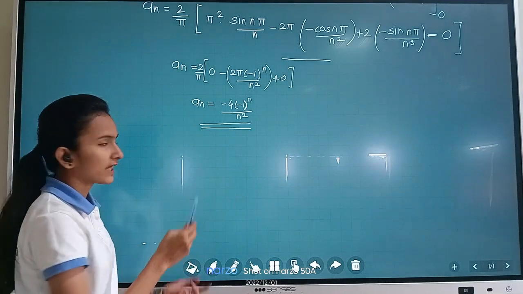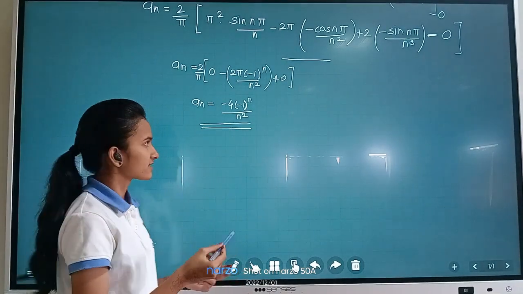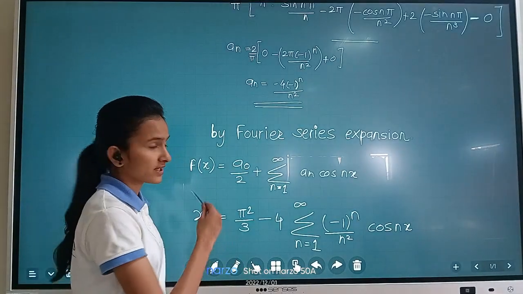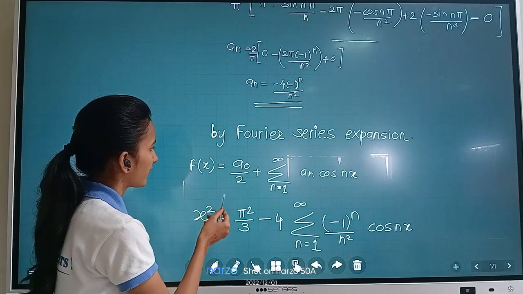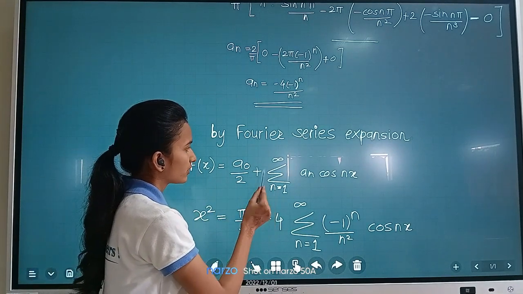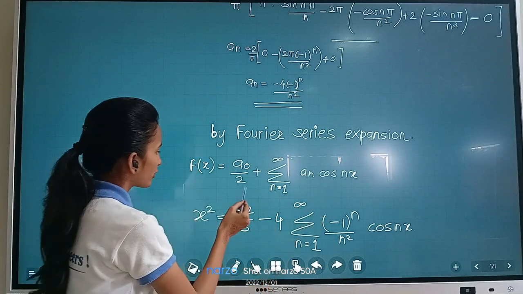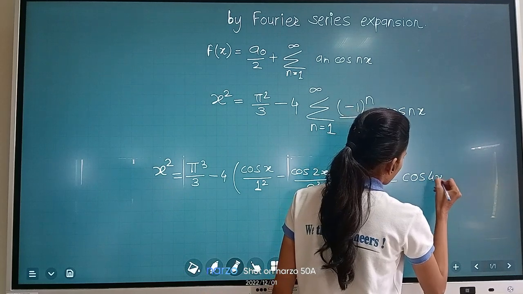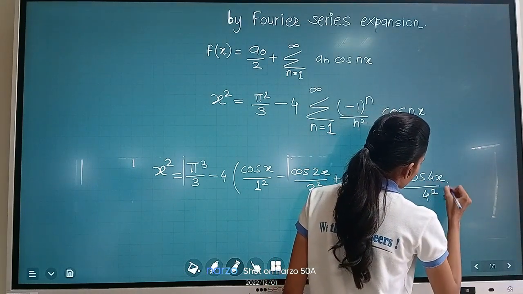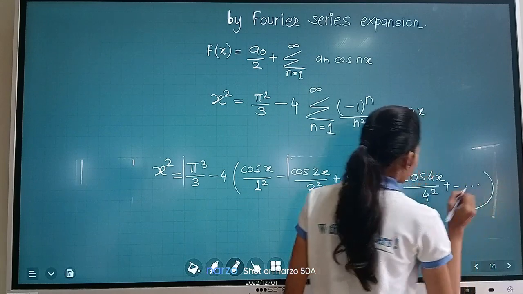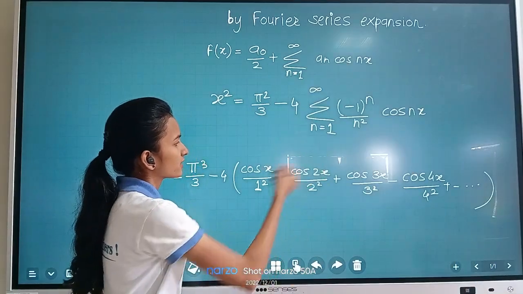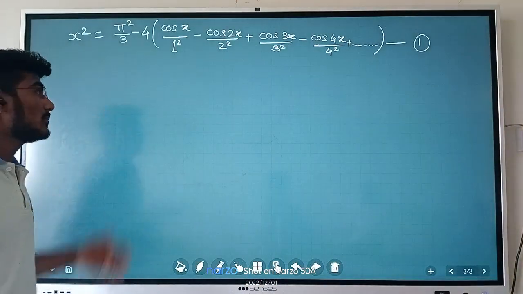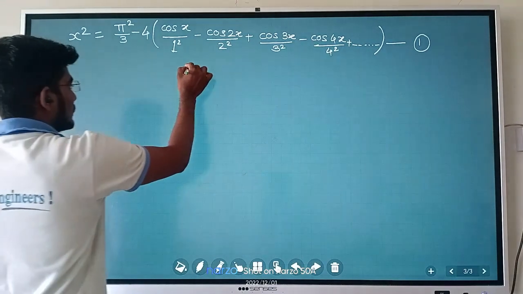So we have to put a naught and an in the Fourier series expansion. By Fourier series expansion, f of x is a naught by 2 plus summation from n equal to 1 to infinity of an cos of nx. By putting the values of a naught and an, we will get this equation. By solving this summation, we will get the required Fourier series expansion.